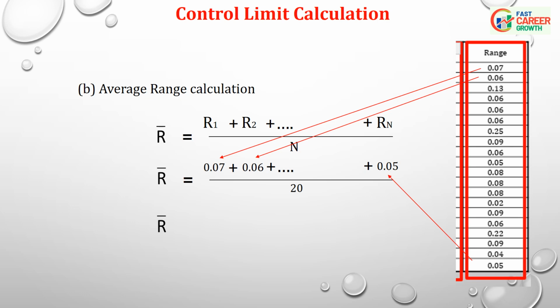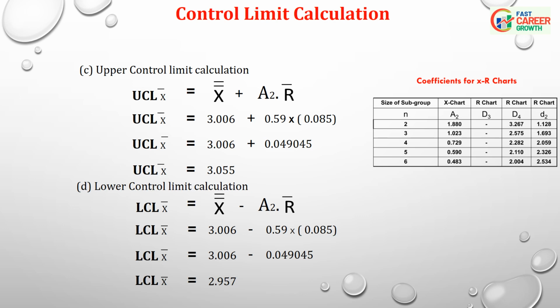Then calculate the upper control limit for x bar. UCL x bar is equal to x double bar plus A2 R bar. As sample size n is 5 for this example, the A2 value will be 0.59. So UCL will be 3.055. Then calculate the lower control limit for x bar. LCL x bar is equal to x double bar minus A2 R bar. So LCL will be 2.957.